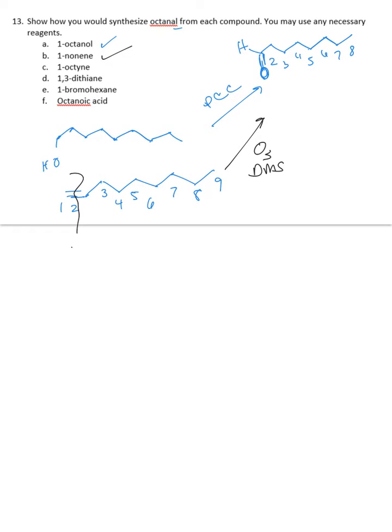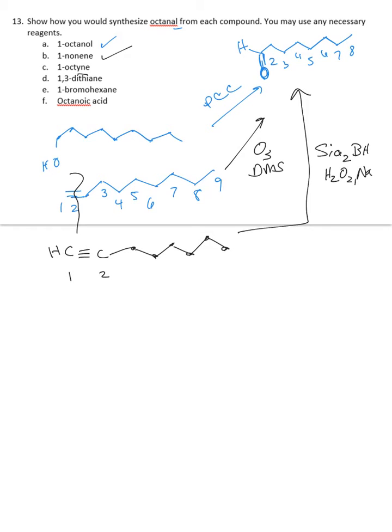1-octyne. So that's the carbon triple bond, the yne. So let's count 1, 2, 3, 4, 5, 6, 7, 8. And we want the aldehyde. So how do we go from an alkyne to an aldehyde? You remember Sia2BH, and then hydrogen peroxide with sodium hydroxide.